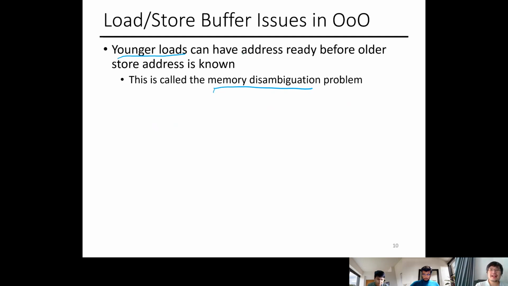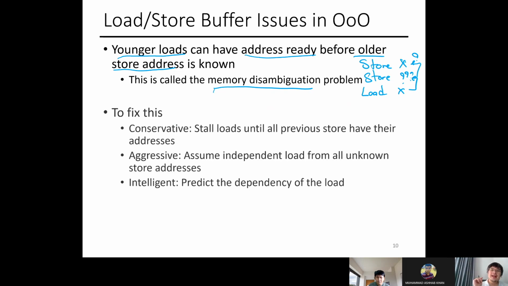A younger load can have an address ready before an older store, right? You have a store to X, a store to some unknown address, and then you have a load to X. Are we getting it from here or are we getting it from here? No one knows. This is called the memory disambiguation problem, and there are multiple solutions that you can deploy, right?